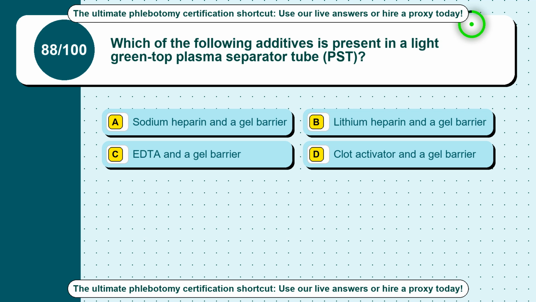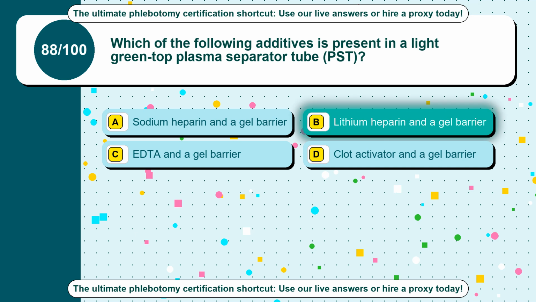Question 88. Which of the following additives is present in a light green top plasma separator tube, PST? Option A, sodium heparin and a gel barrier. Option B, lithium heparin and a gel barrier. Option C, EDTA and a gel barrier. Option D, clot activator and a gel barrier.